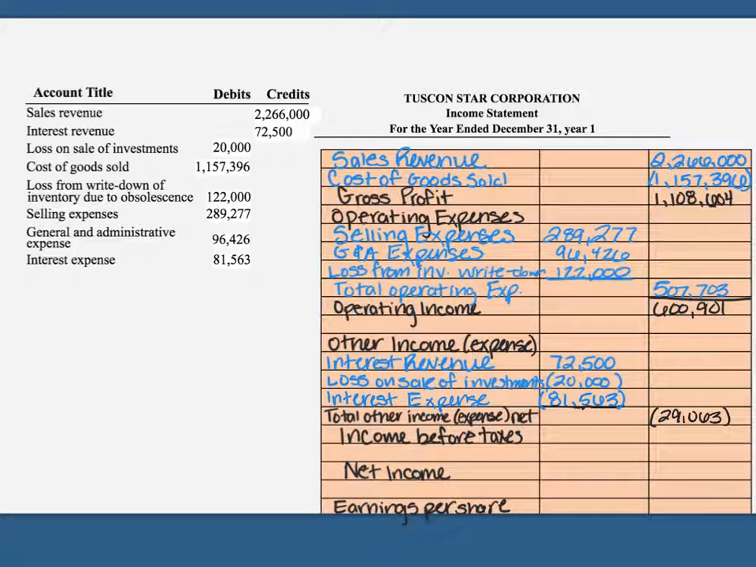Now, if we take our operating income of $600,901 and subtract our non-operating loss, negative $29,063, that will get us our income before taxes. That number will be $571,838.